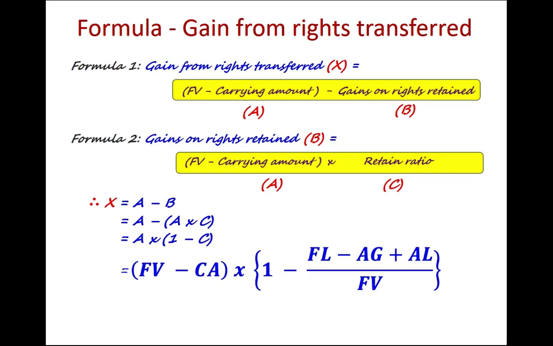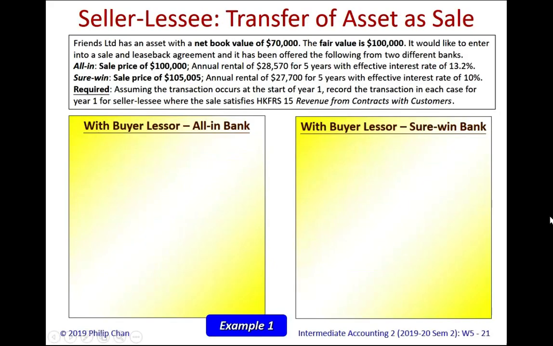Okay, so assuming that you don't have much problem now, let's take a look at some question practices. Let's look at example 1. So we are now looking at example 1, and there would be at least 2 examples to look at the seller-lessee sides of the sales and leaseback situations. In fact, in the first example, we will look at 4 subsamples within it. Okay, let's look at it.